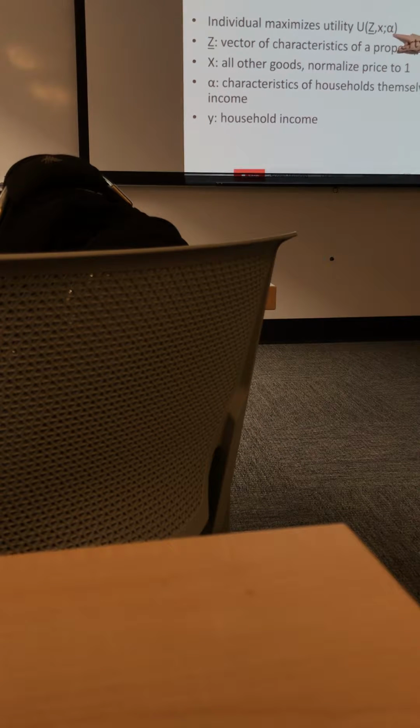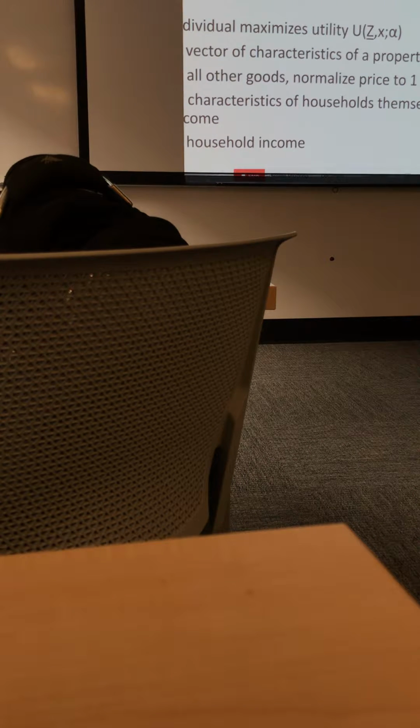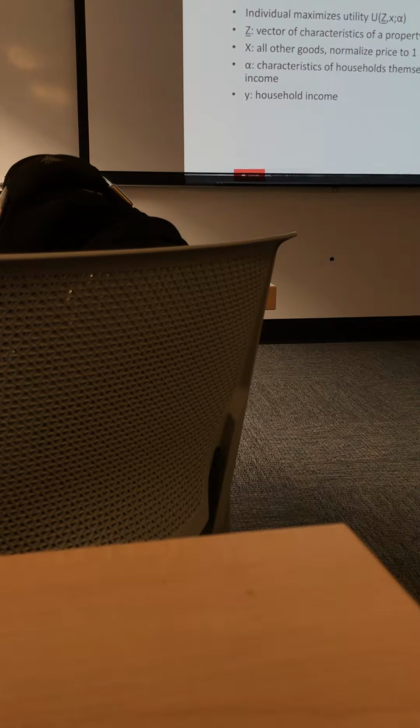I'm going to index people's preferences by alpha. This is a notational thing. Economists will do this all the time, where they put it after the semicolon to say it's not a variable, it's not something you're consuming, but it's the index of who you are. So this could be education, or age, or whether you have kids or not. All the characteristics that might make your preferences for clean air go up or down are summarized in that one Greek letter. And we're also going to have income, because we're going to have a budget constraint. That's really important.